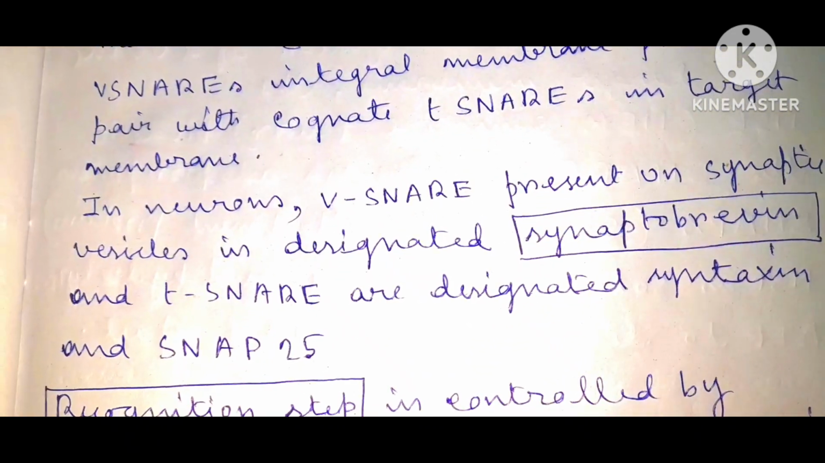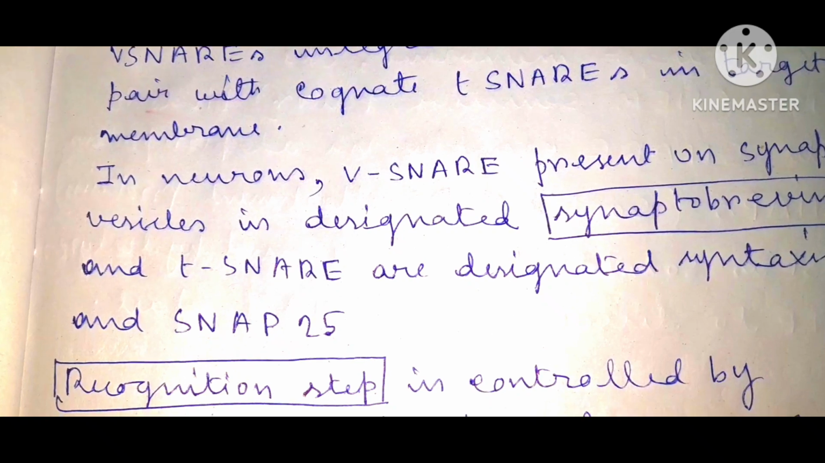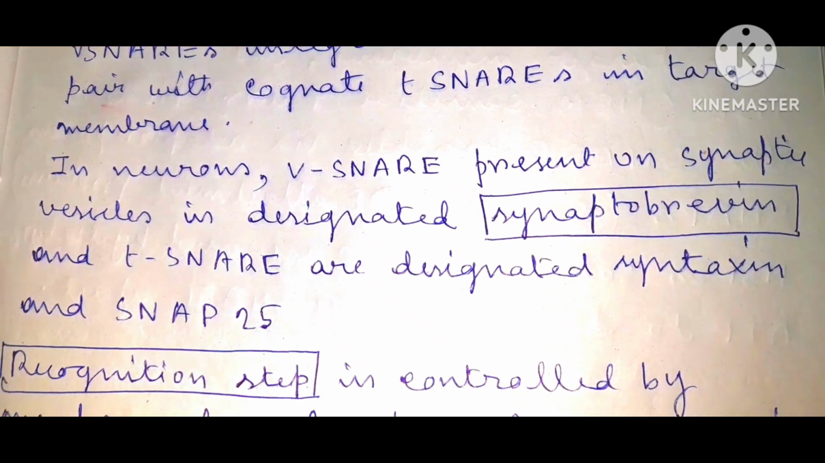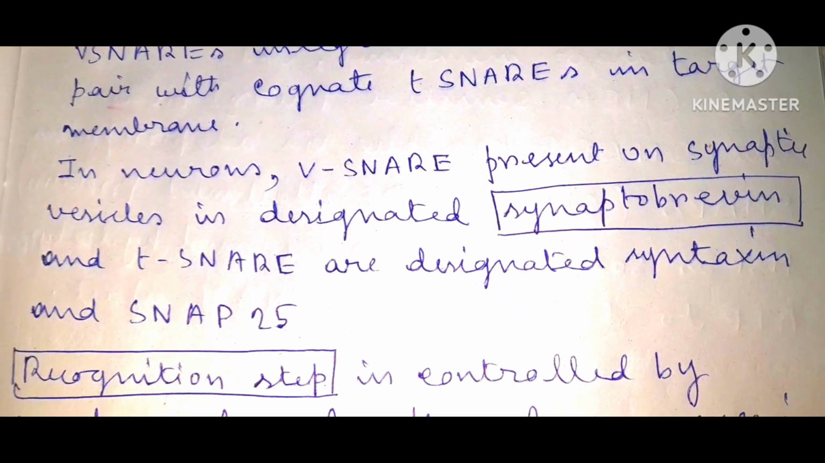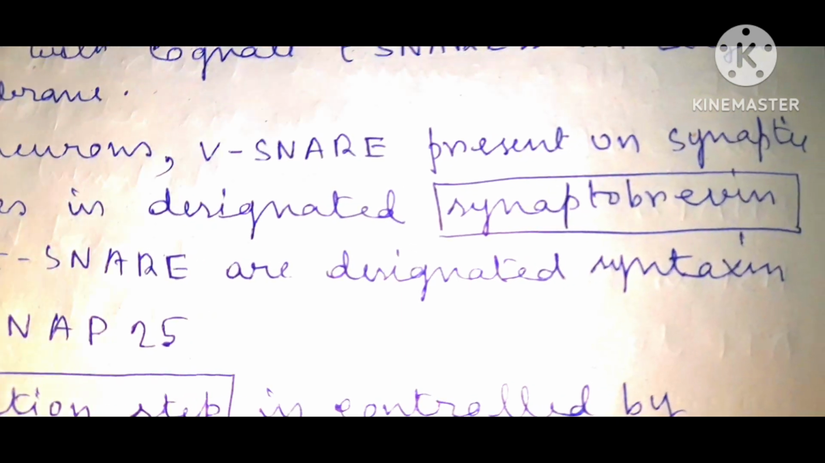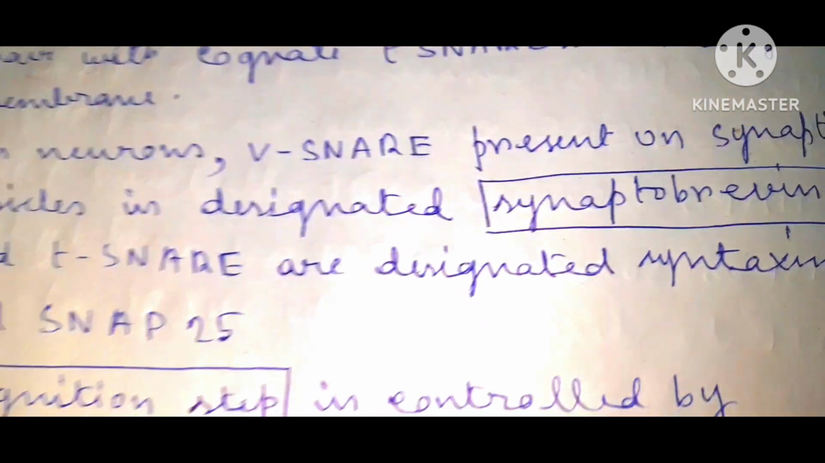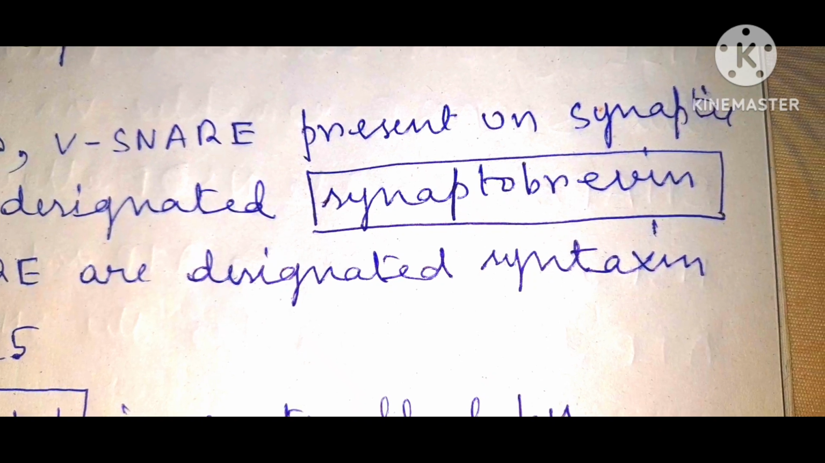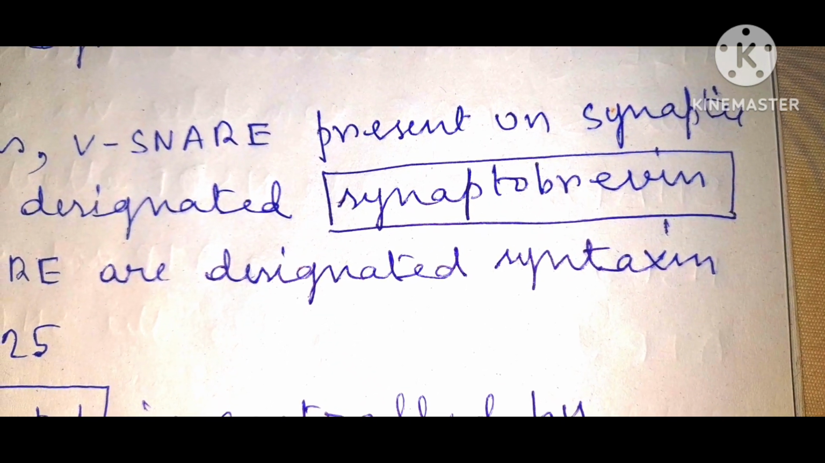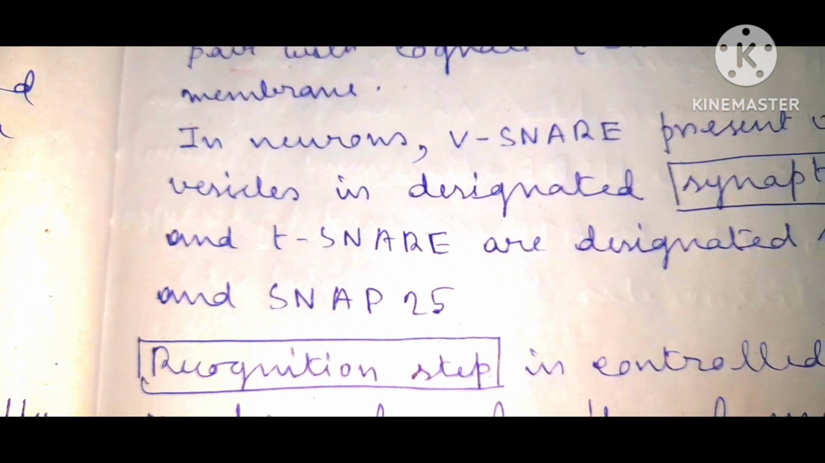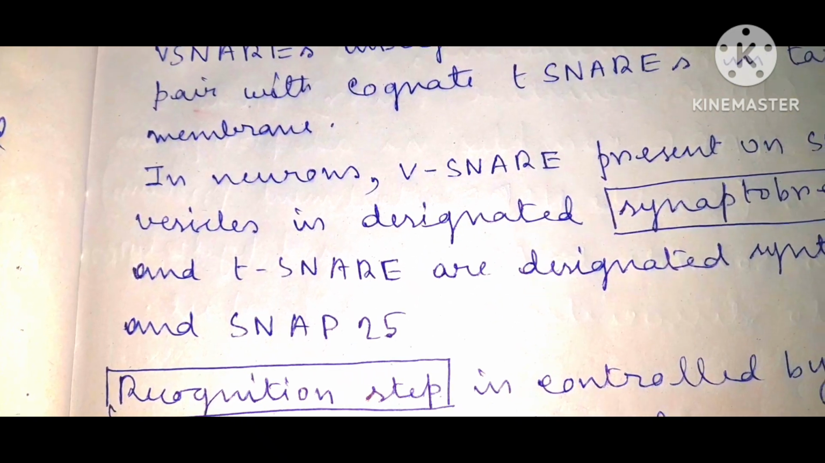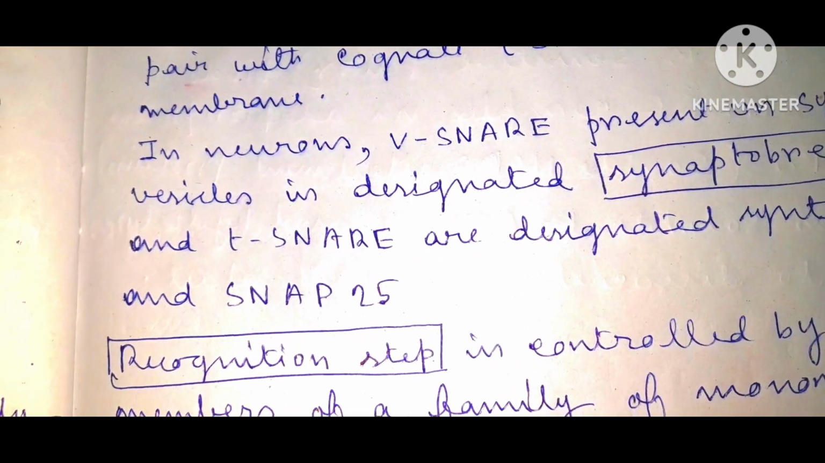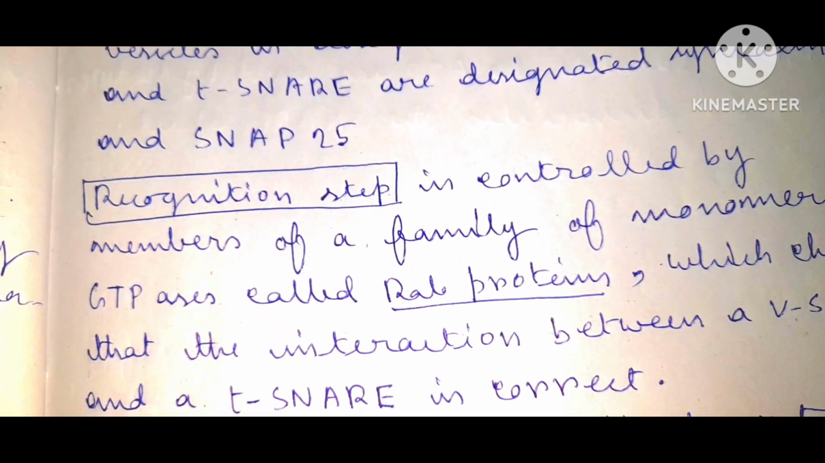In neurons, for example, v-SNARE present on synaptic vesicle is designated as synaptobrevin, and t-SNAREs are designated syntaxin and SNAP25. Okay, so the first is recognition step.